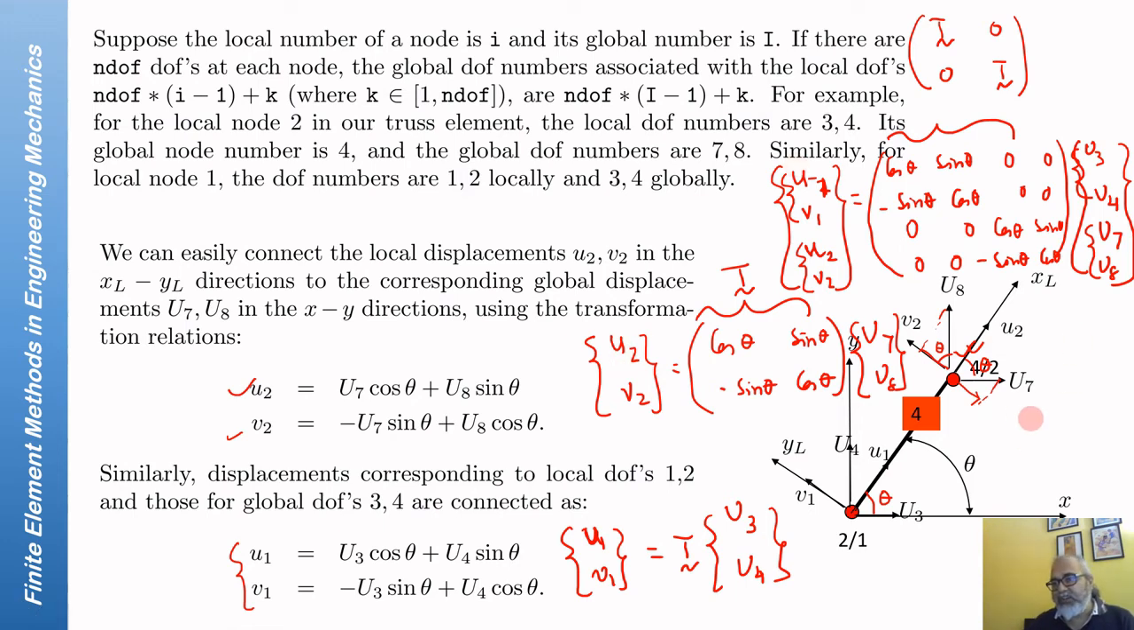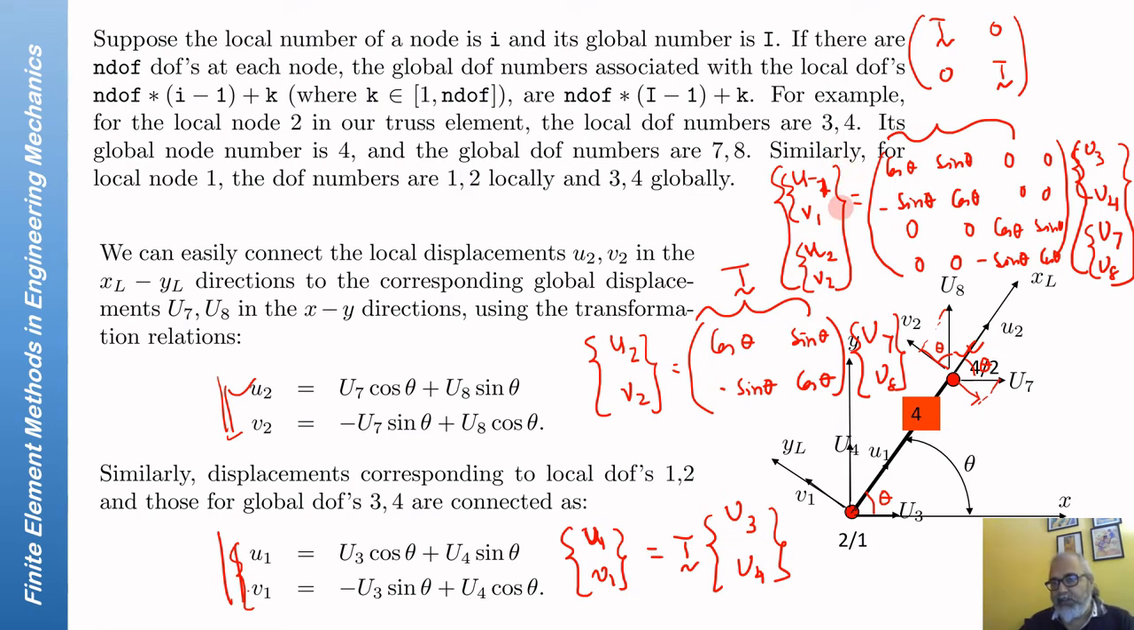If you change this ordering, your matrix also will change, because all that we are writing through these equations are these transformation relations. So these transformation relations have to be correct, and if you change the ordering here, the matrix form of the transformation relation will also change. The transformation relations have to remain the same. So that's how you convert the local displacement vectors into the global displacement vectors.